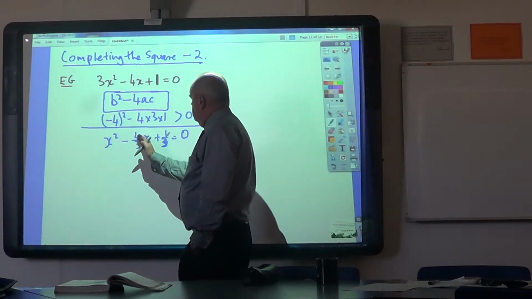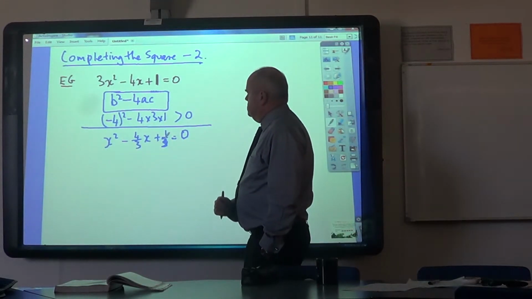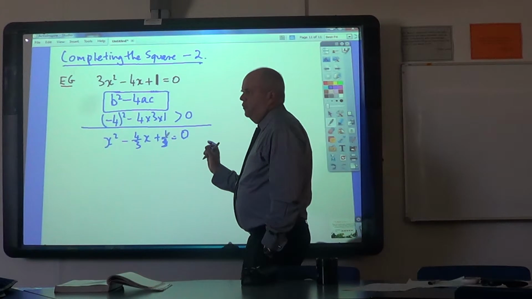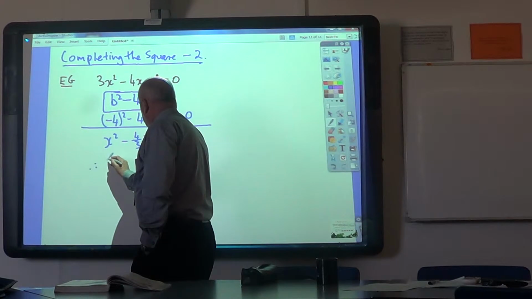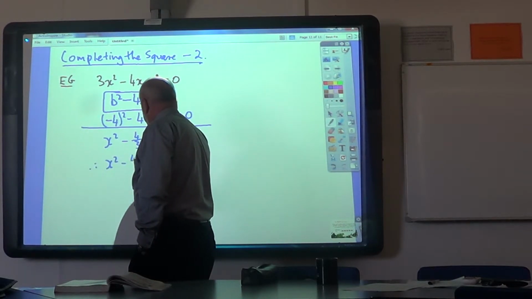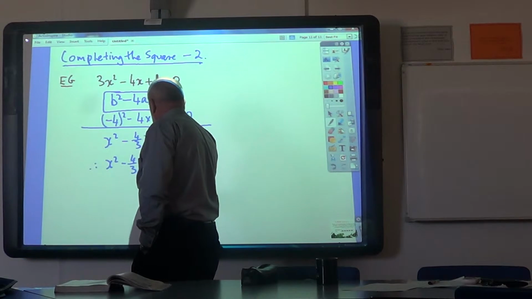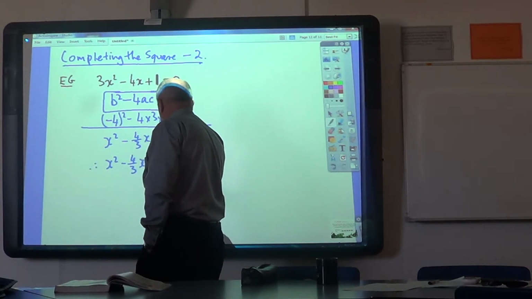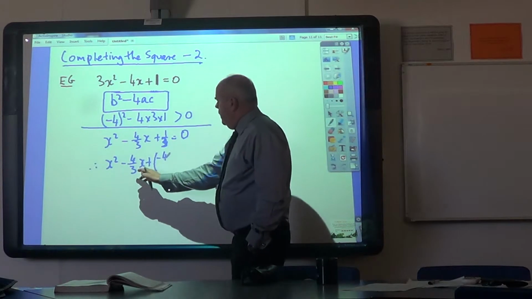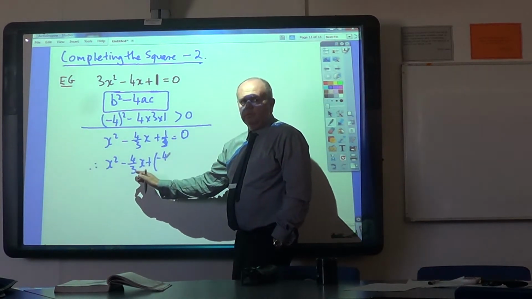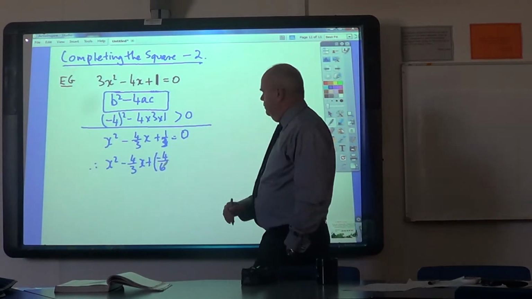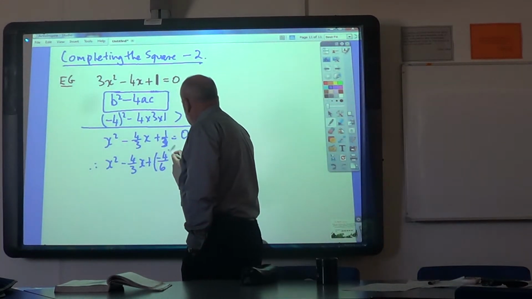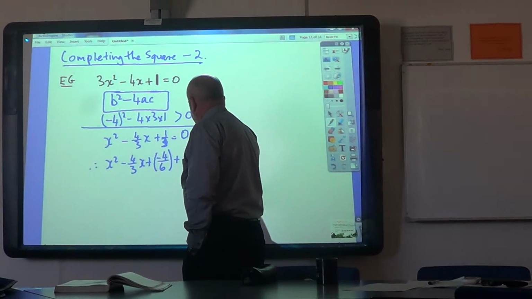So we're halving the coefficient of the middle term, x, squaring it and adding it to both sides. So in this case, we go like this. X squared minus 4 thirds x plus. Now, when you halve a fraction, that's the same as doubling the denominator. So it's not so bad. In fact, I could have done it easier by just halving the numerator. That's the other option. I should have done that, but I didn't, so we'll proceed.